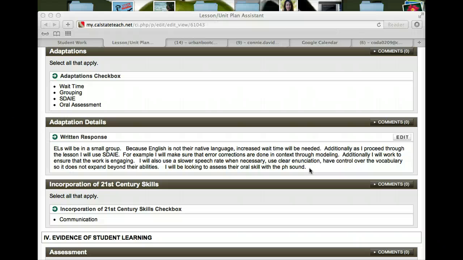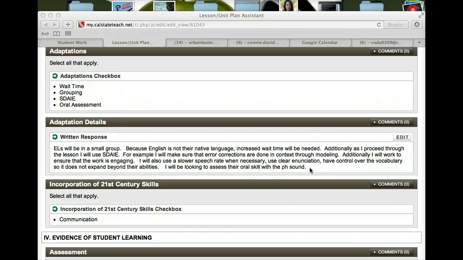Additionally, I will work to ensure that the work is engaging. That's not a CDI strategy. That's just what you would do if you were teaching. That's not an adaptation. I will also use a slower speech rate when necessary. That's a CDI strategy. Clear enunciation, that's fine. Have control over the vocabulary so it does not expand beyond their abilities. I don't know what that means, and I don't know how that's a CDI strategy.